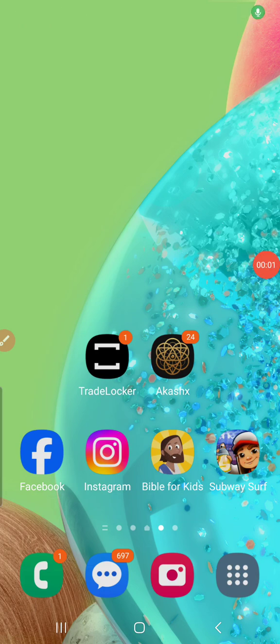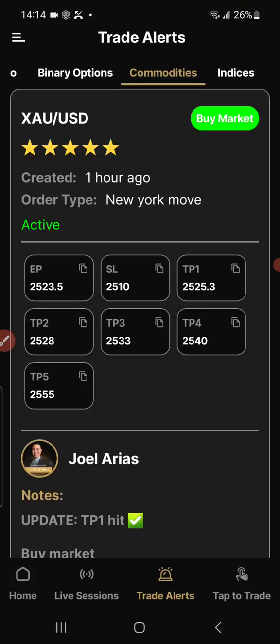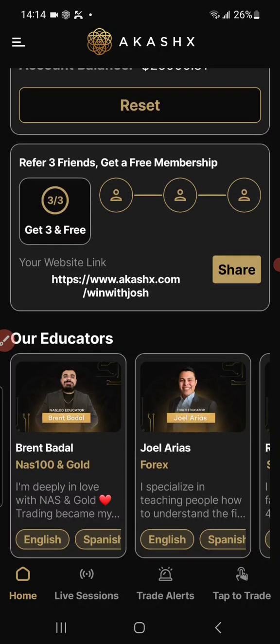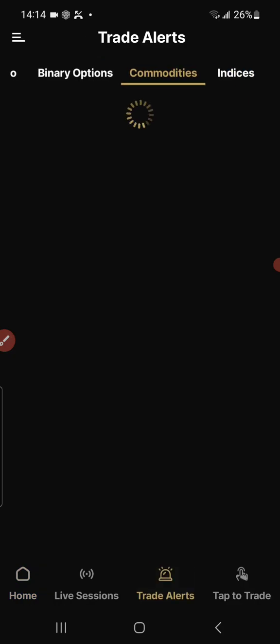I want to quickly show you how to execute a trade alert that comes in through Akashx, how to execute that on Tradelocker. Okay, so I'm going to open the Akashx app. If you come to the home page, this is what it will look like. At the bottom, you have live sessions, trade alerts, and tap to trade. When I click on trade alerts, it's going to bring me here.